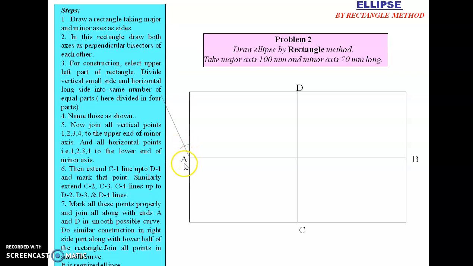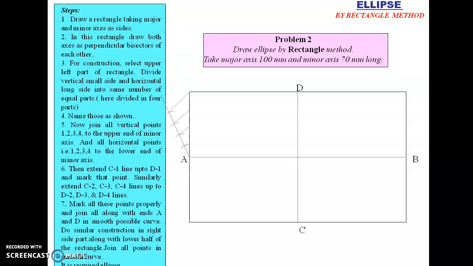Divide the vertical small side and the horizontal long side into the same number of equal parts. So if you divide the vertical small line into 4 equal parts, then you have to divide the horizontal line also in 4 parts. If you divide this in 5 parts, then you have to divide the horizontal line also in 5 parts. Here I divided in 4 parts. So this is the external geometric construction.